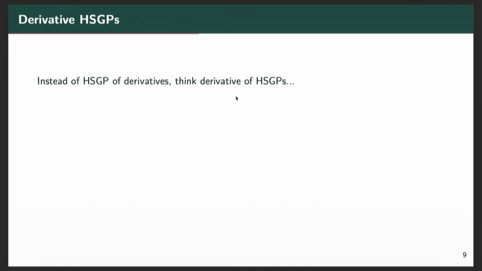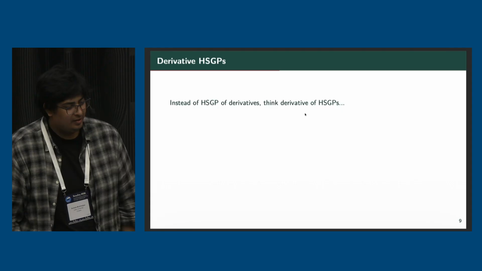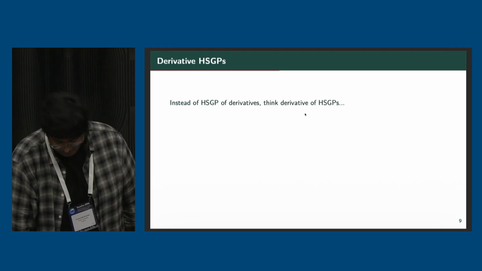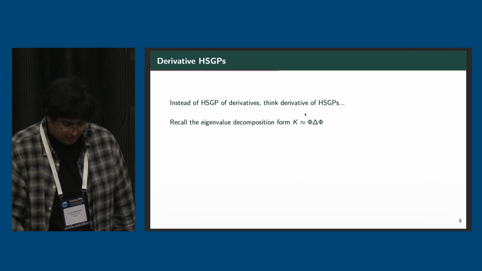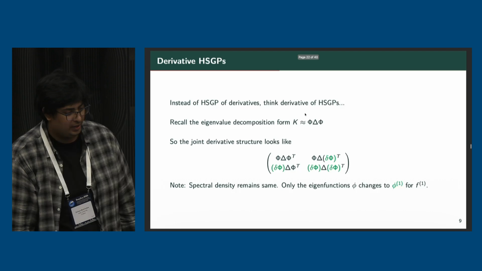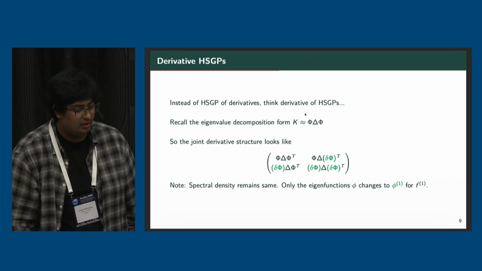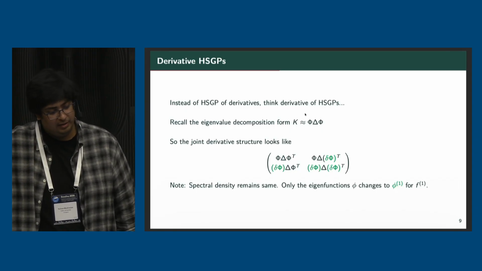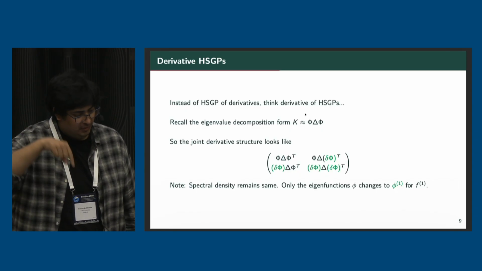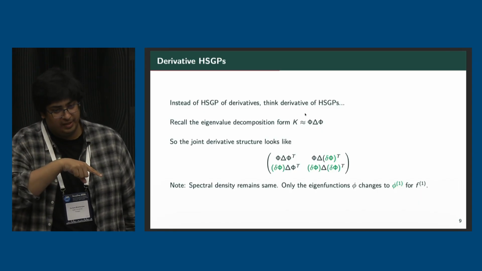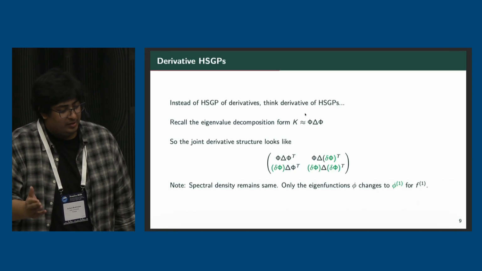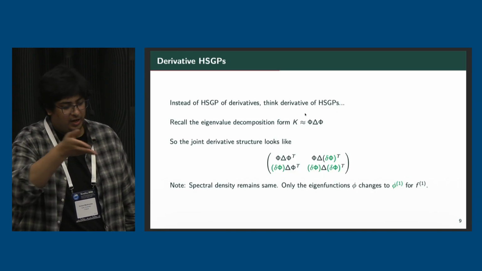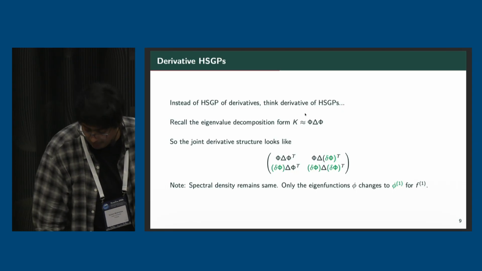To get the full derivative HSGPs, what we needed is to think about derivative of HSGPs instead of HSGP of derivatives, which we were doing. What that means is that I can illustrate using this eigenvalue decomposition form, where we can now express the joint derivative structure, where we start with the eigenvalue decomposition of the correlation matrix, and then let the derivative operator act on the eigenfunctions instead of the spectral densities, which means that the spectral density actually remains same as opposed to the previous method. Only the eigenfunctions change from phi to, let's say, phi1, corresponding to f1.